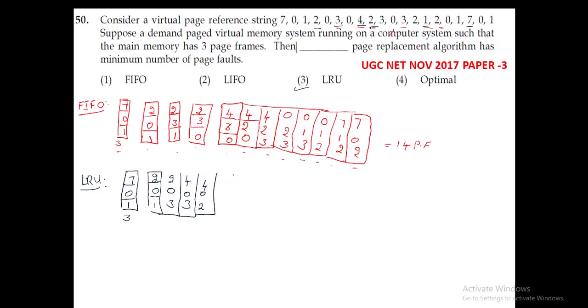Next page referred by the CPU is 3, right? 3 is not there, so a page fault would occur, so we have to choose which page to replace here. If you see here, 2 and 4 are recently used, so we have to choose 0 as the victim page. So in the place of 0 we write 3, giving 4 3 2.